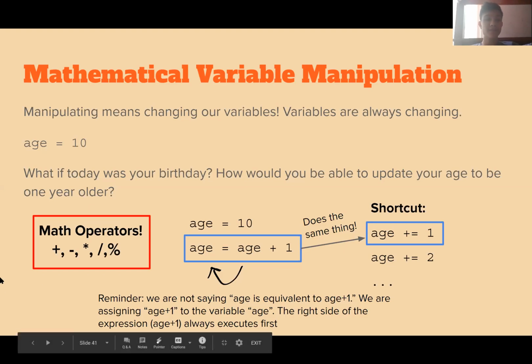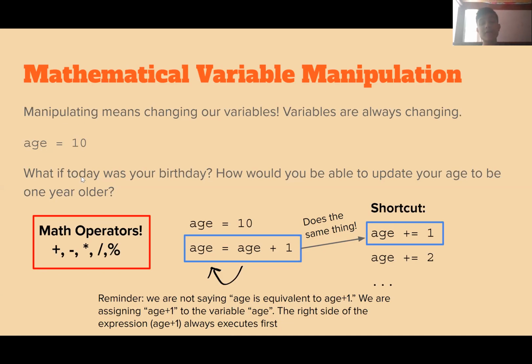Here's an example. We have the statement age equals 10. But what if today was our birthday? What if we wanted to update our age to be 1 year older? Well, we take that statement and add another. Age equals age plus 1. It takes the pre-existing value of age, which is 10, and adds 1 to it, making it 11.